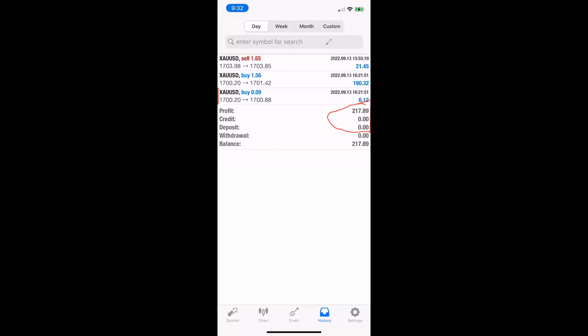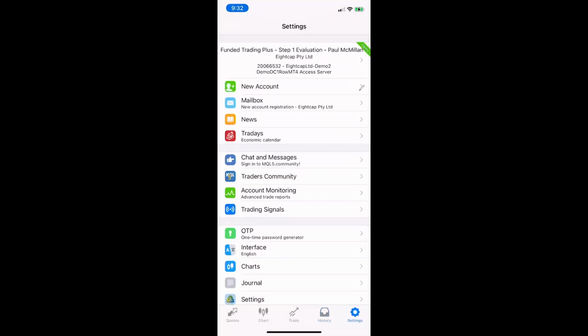$217 profit on gold today. Bam. And as you can see, this is my prop trading account here. So we knocked it out.